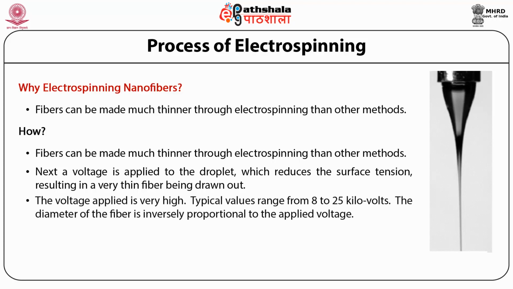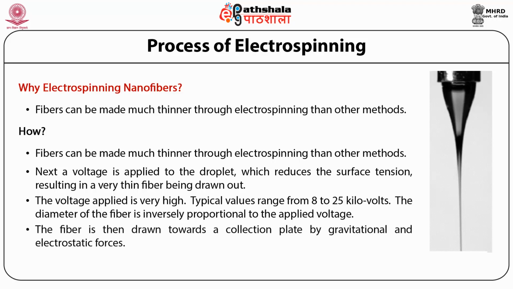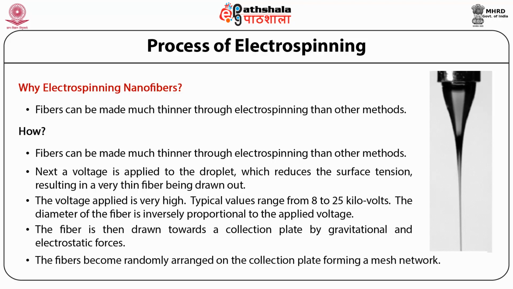The voltage applied is very high. Typical values range from 8 to 25 kilovolt. The diameter of the fiber is inversely proportional to the applied voltage. The fiber is then drawn towards a collection plate by gravitational and electrostatic forces. The fiber becomes randomly arranged on the collector plate, forming a mesh network.